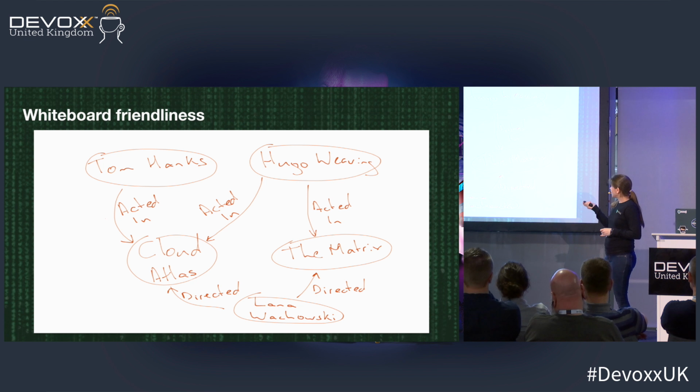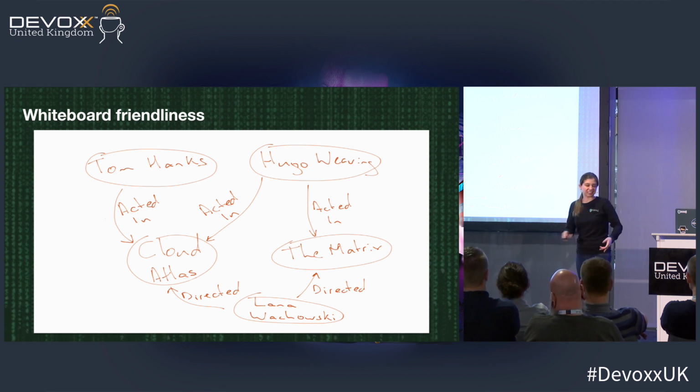So we have our Matrix movie here. Lana Wachowski directed The Matrix. Hugo Weaving acted in The Matrix. But Lana Wachowski and Hugo Weaving were also involved in Cloud Atlas, and Tom Hanks acted in Cloud Atlas too. So we kind of draw this up. Okay, that looks pretty decent.